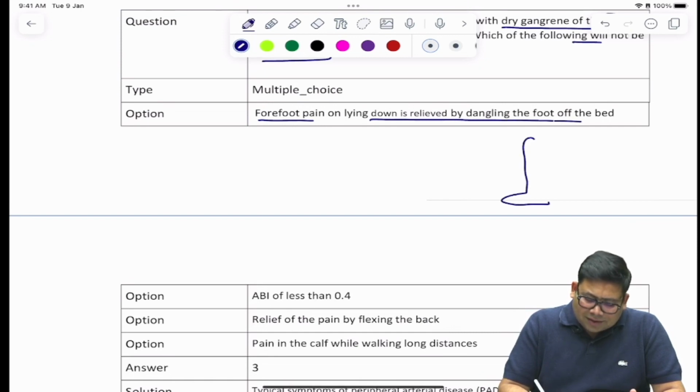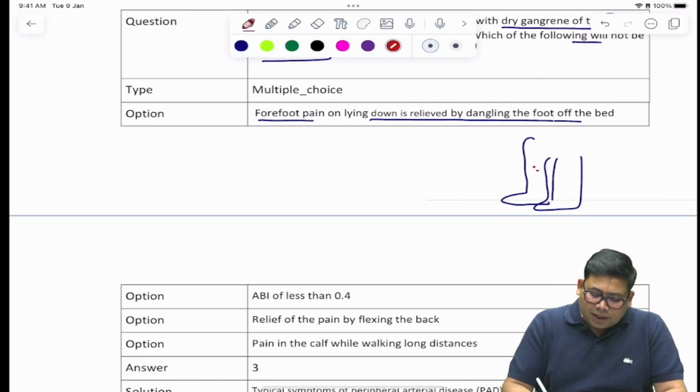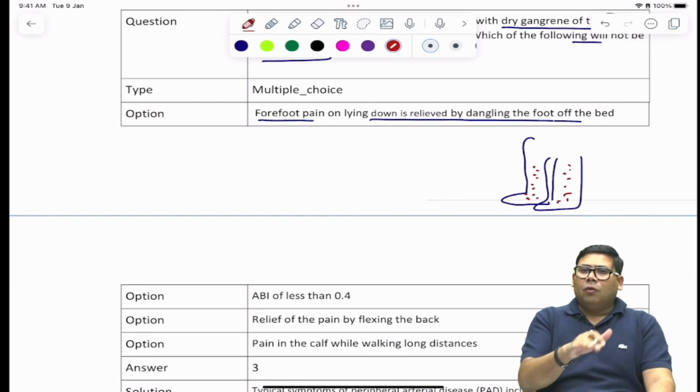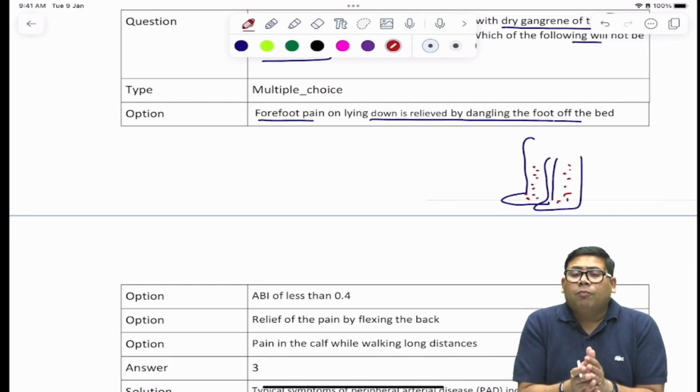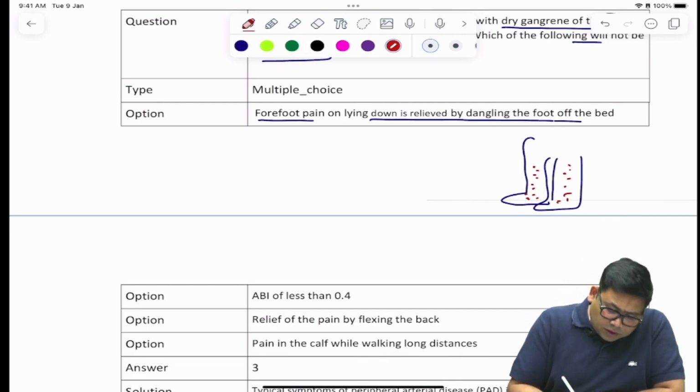So this is a classical thing that we all know, that whenever the patient is having any complaint of rest pain, and whenever the patient is having the limb suspended down, the patient will always have more pooling of the blood and better extraction. So this is one very important rule. So this option is absolutely true.